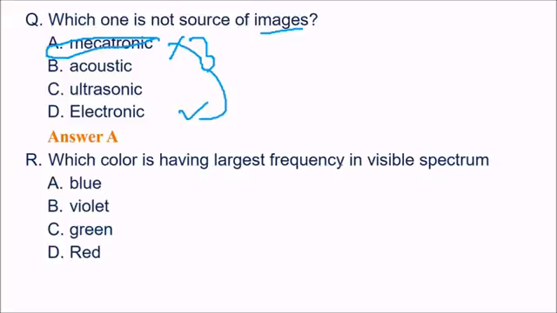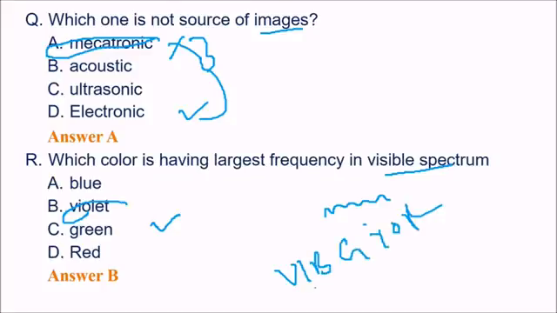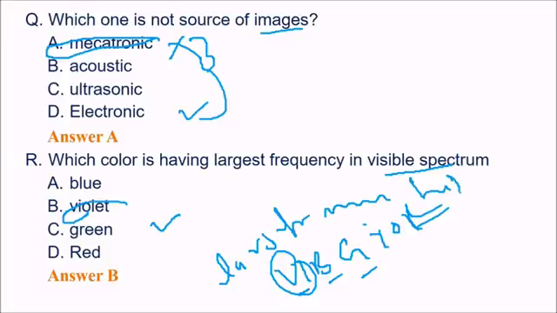Which color has the largest frequency in the visible spectrum? Largest frequency means the lowest wavelength. Which one is this? Lowest wavelength, largest frequency. You got it right, the answer is violet. See, we call it VIBGYOR. Violet, then blue, then green, and then red. Violet has the largest frequency, and red has the lowest frequency.